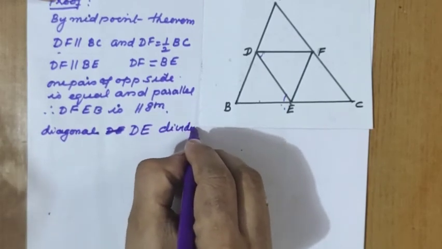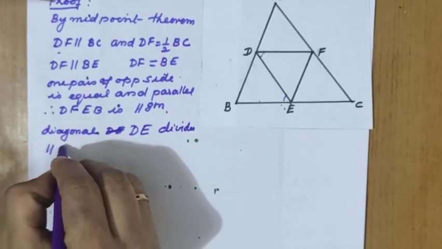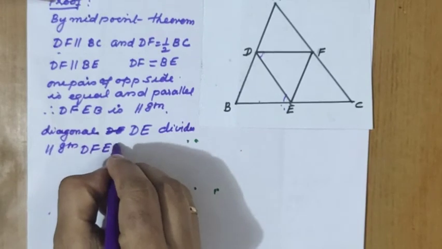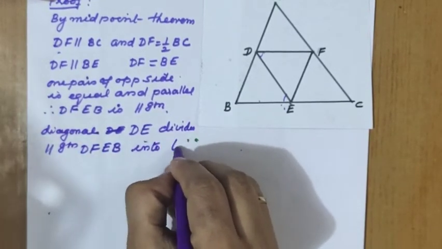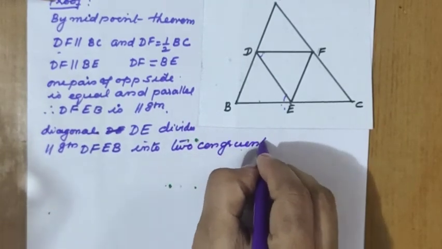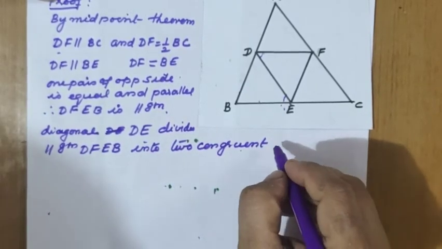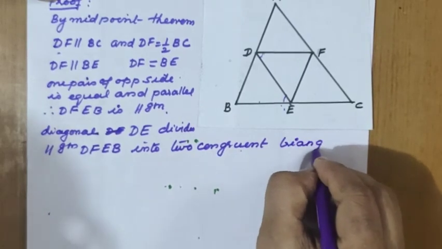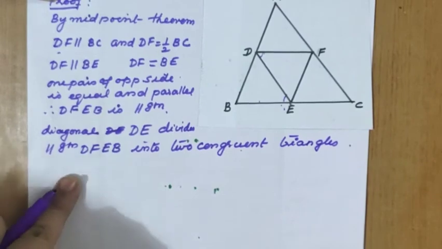divides the parallelogram. I'll write the name first. First time we are writing, so I'll write the name itself completely: DFEB into two congruent triangles. Do you remember this first theorem of the same chapter? So diagonal DE divides the parallelogram DFEB into two congruent triangles. This statement you can write, and we can write it directly, which is the rule.